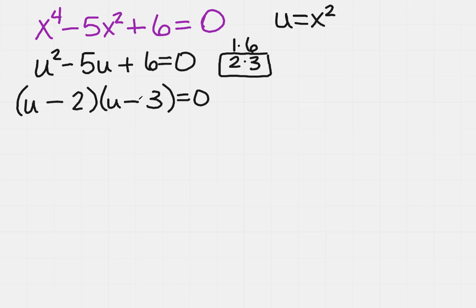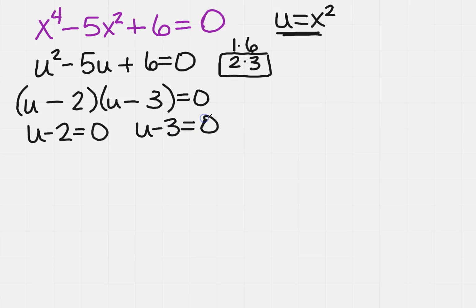Now, I've made it so it's much easier, but now I need to replace that u with the x. Don't forget that you did that over here on the right. So now I'm going to go ahead and rewrite it first so that I'm setting each one equal to 0.